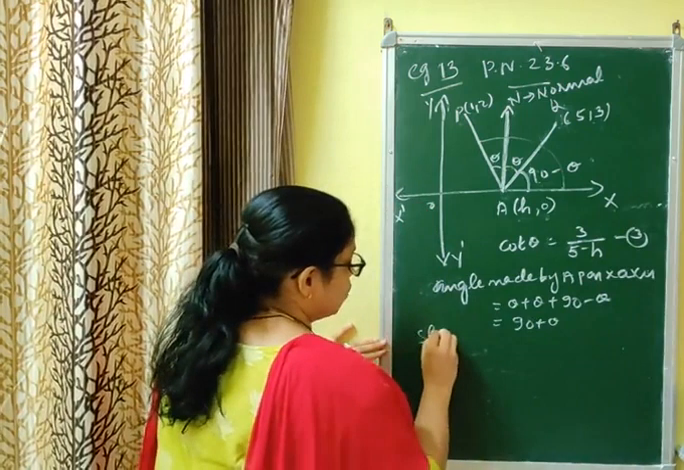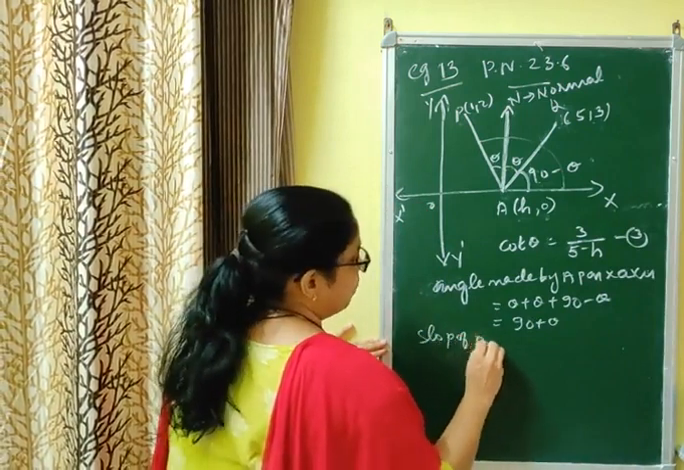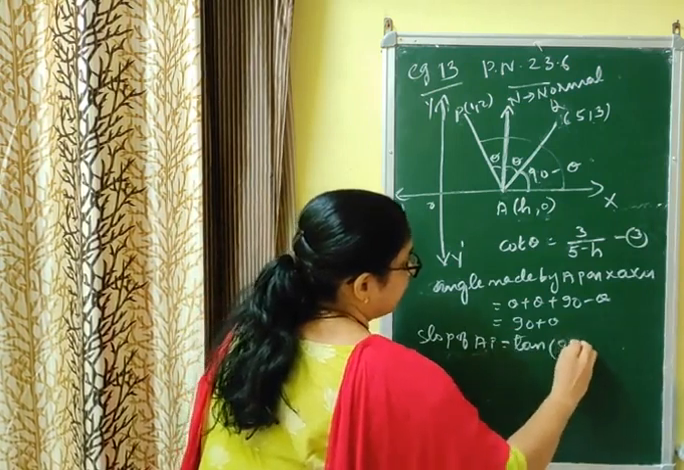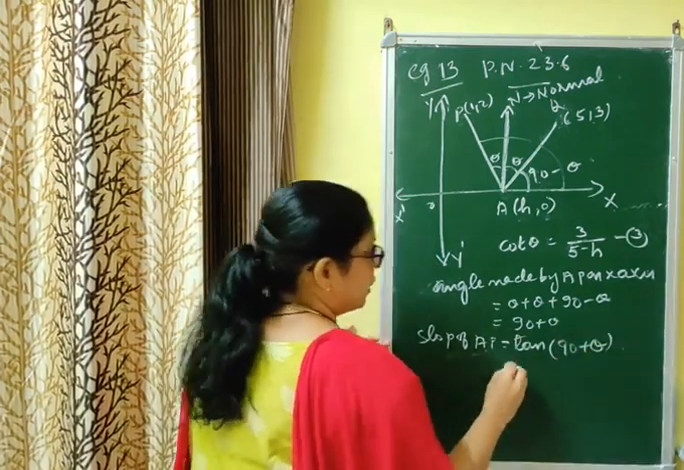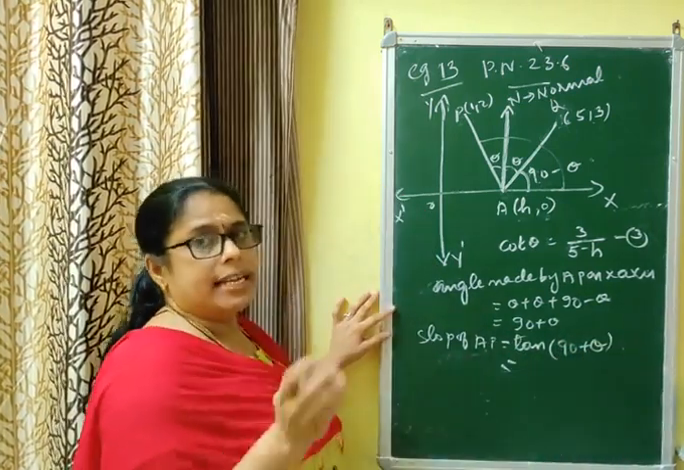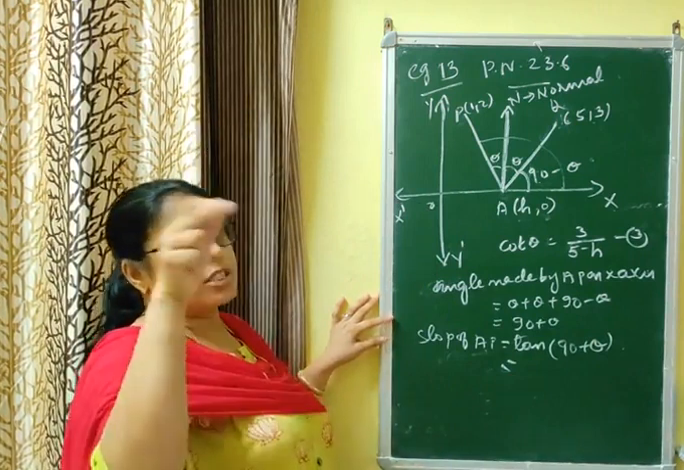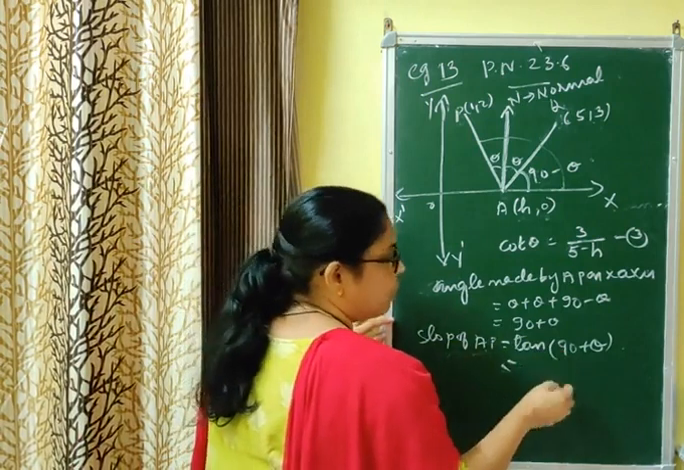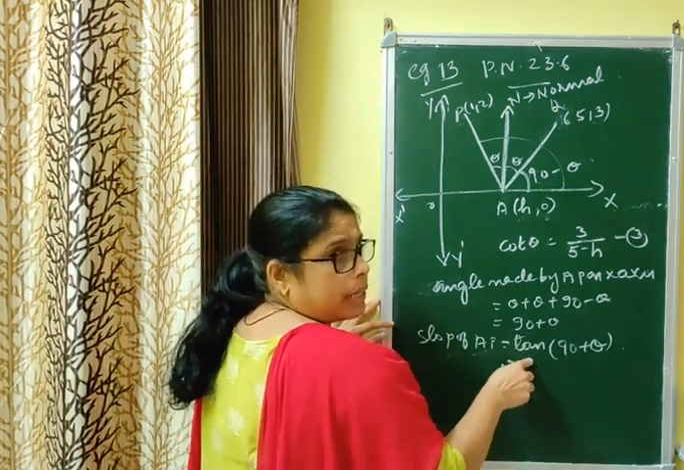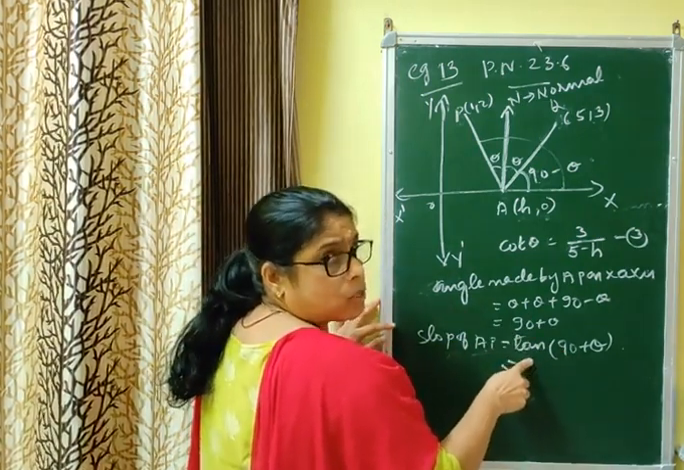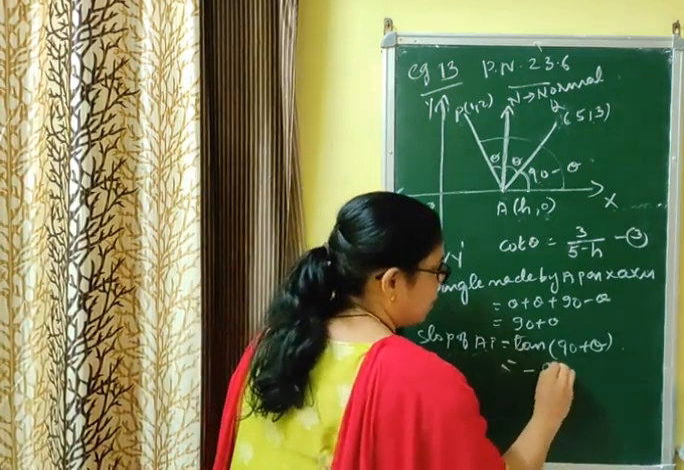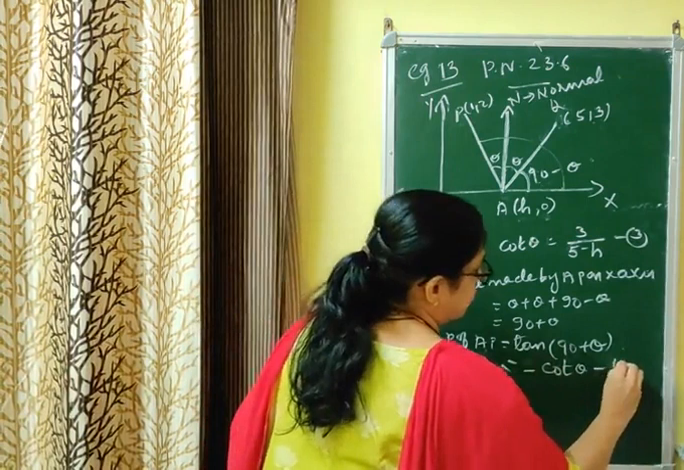Now the slope of AP is equal to tan 90 plus theta. Here trigonometry comes again. 90 means first quadrant, 90 plus theta is the second quadrant, and 90 plus theta goes to the complementary function. In the second quadrant, the sign of tan is minus. We will study this in detail in trigonometry; for now you have to remember minus cot theta. This is equation number 4.